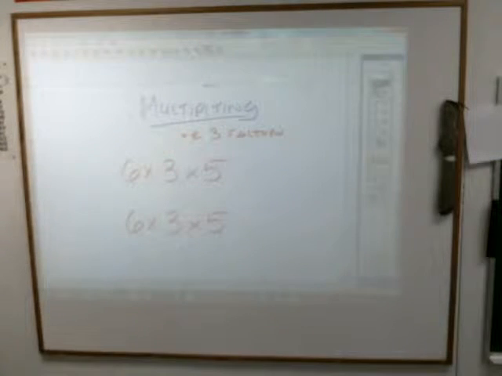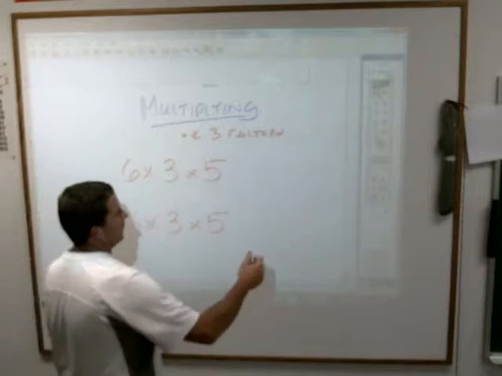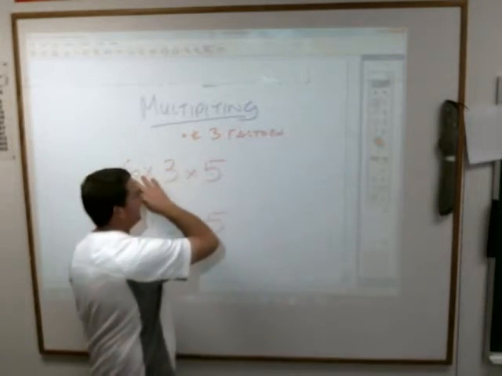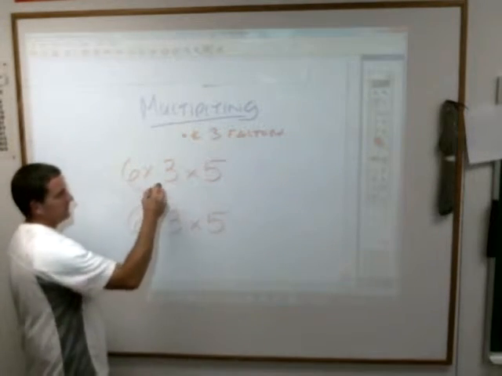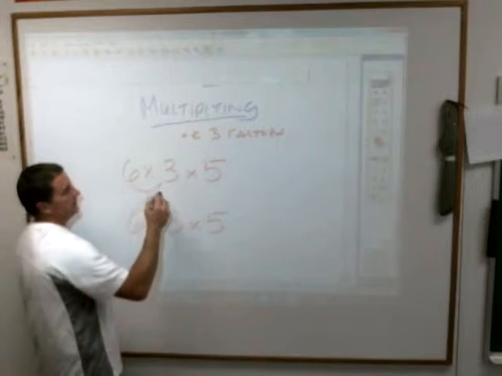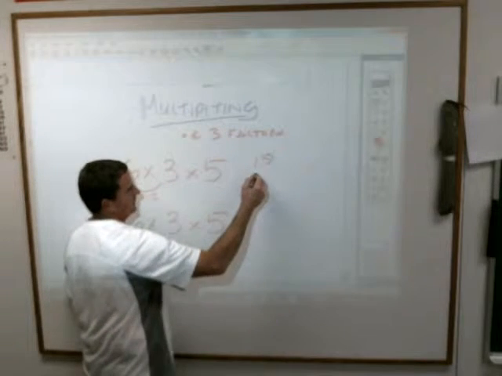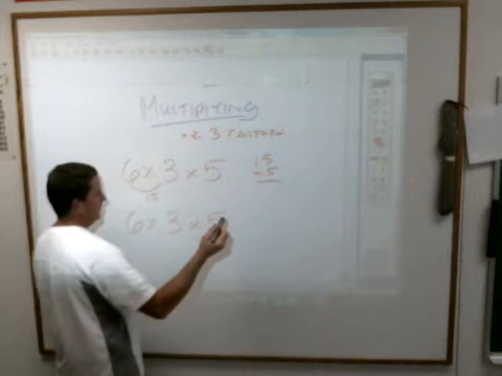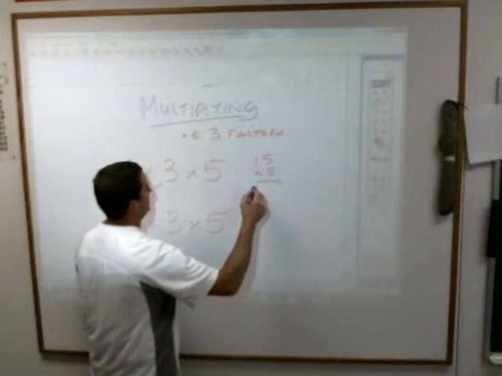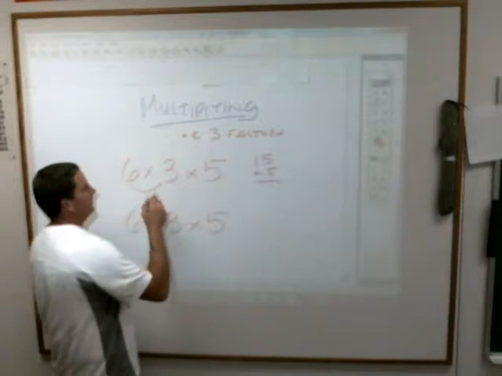6 times 3 times 5. Now, in math, we like to use some of the rules that we have in math to make life easier. By all means, you could always multiply these just the way they are. Take 6 times 3 and get 15, and then you'd have to multiply 15 times 5 to get your, whatever it is, 75. How about 18?